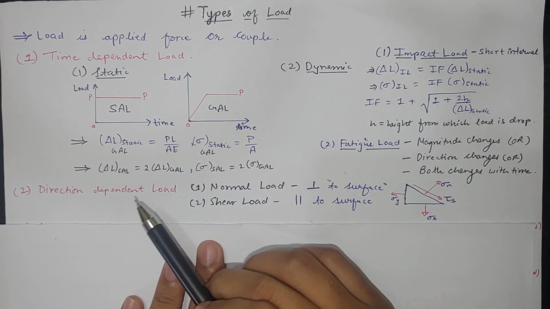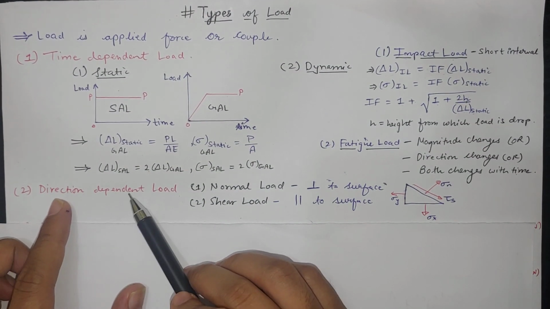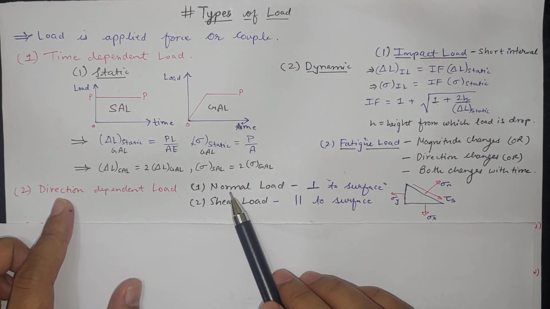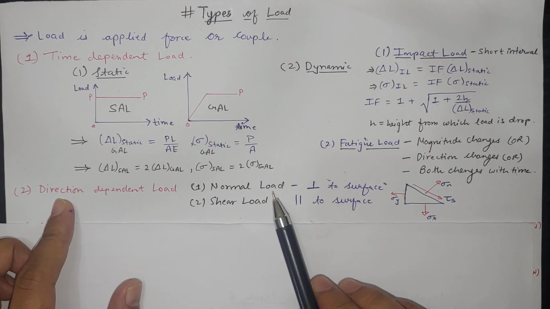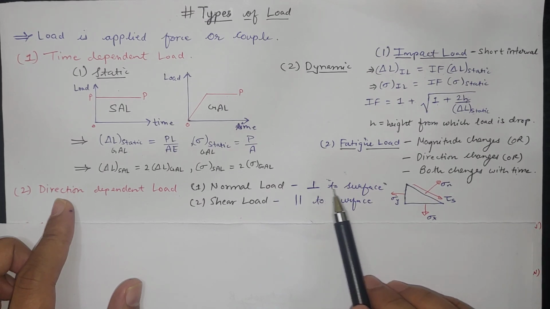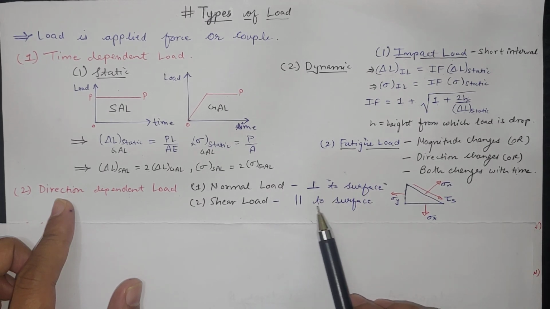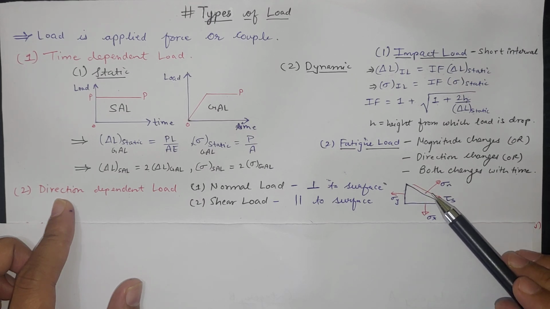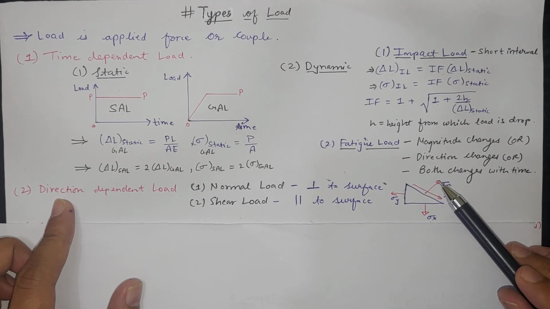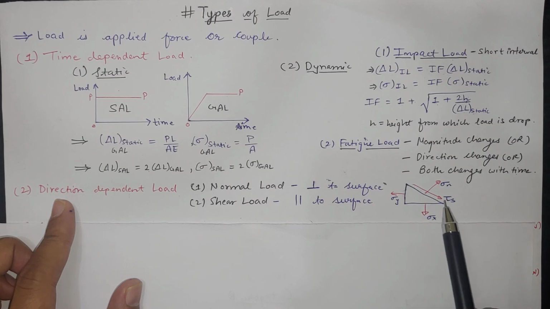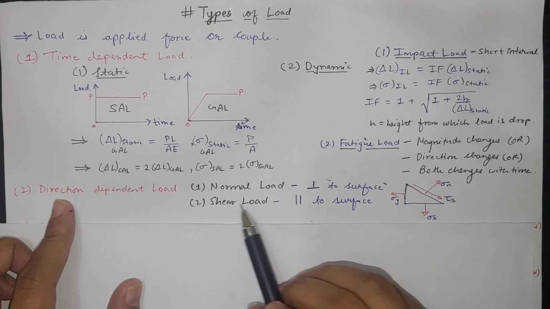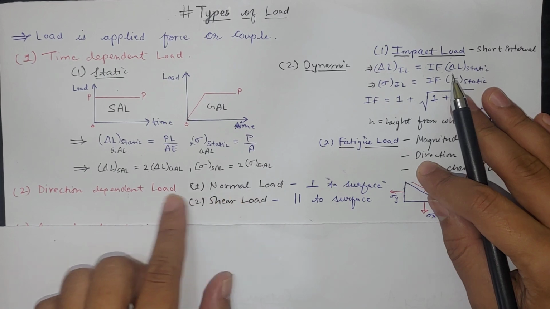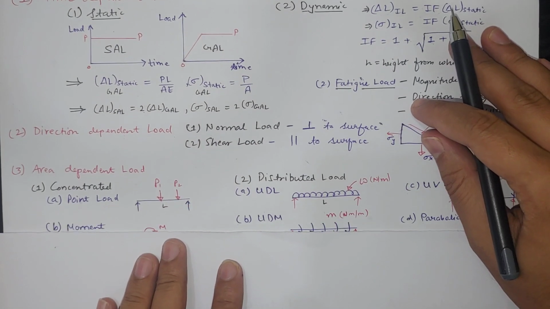The other category is direction dependent. First was time dependent, the other is direction dependent. We generally have two directions, normal direction and shear direction. Normal direction is perpendicular to the surface, and shear direction is parallel to the surface. On this inclined surface, the perpendicular to the surface is the normal load, and the parallel to the surface is the shear load. So these are the two basic categories with respect to direction.